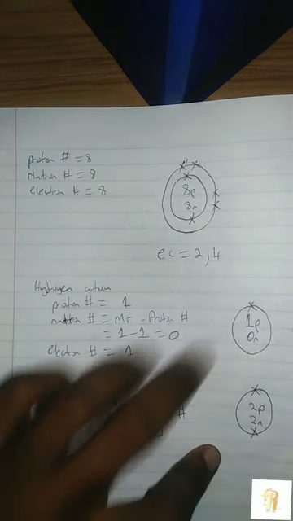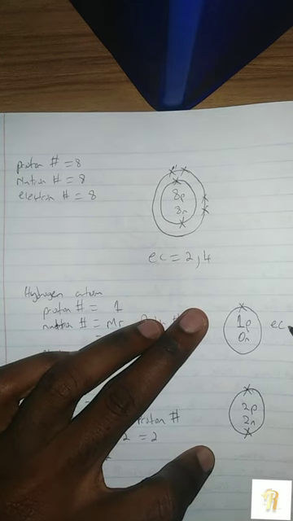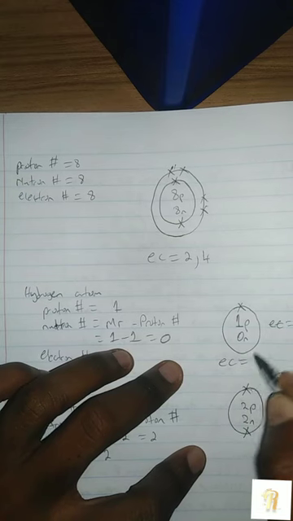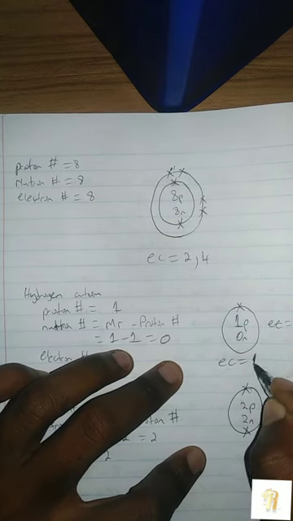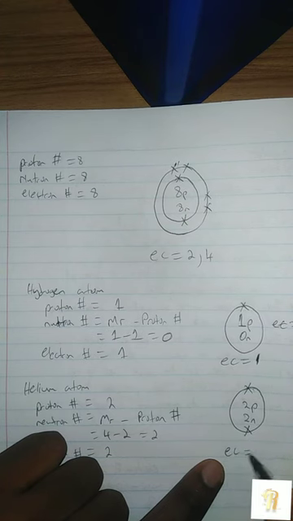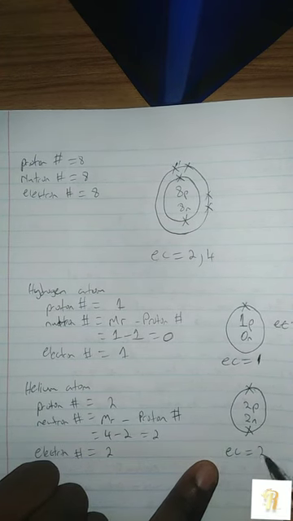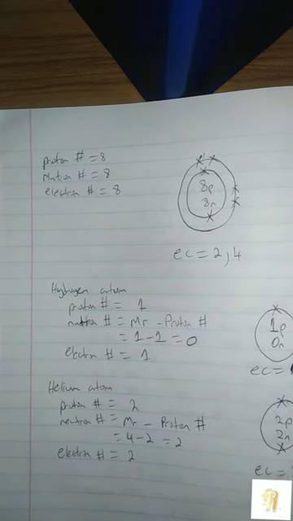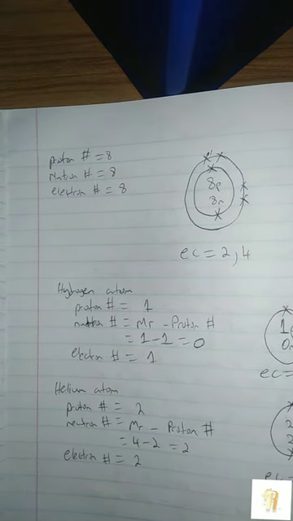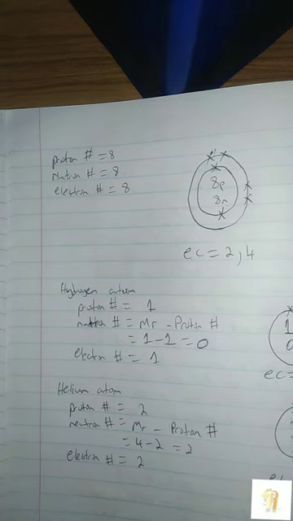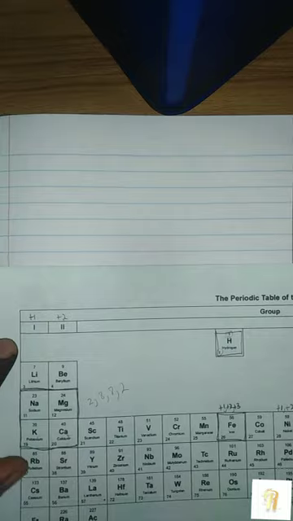Electronic configuration, let's state the electronic configuration of hydrogen. Electronic configuration of hydrogen is 1. What about this one? Electronic configuration of helium is 2, because it only has 2 electrons. Right, so let's do another example. Let's go for lithium.